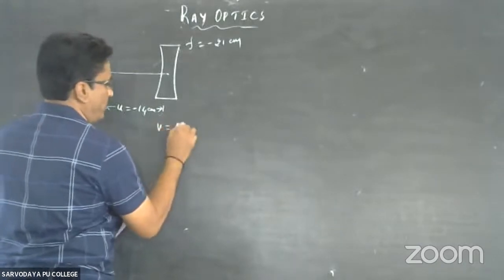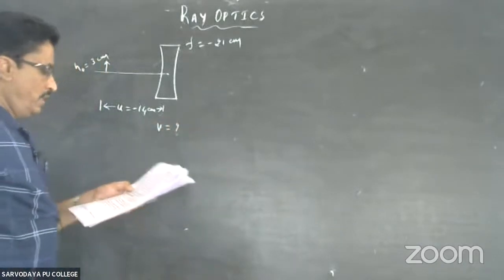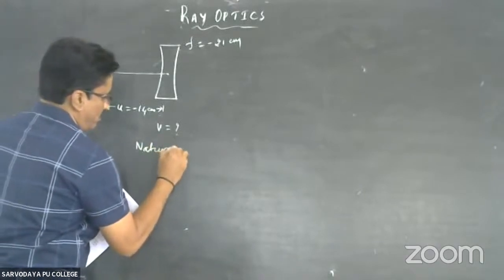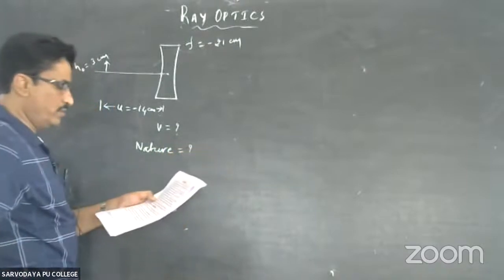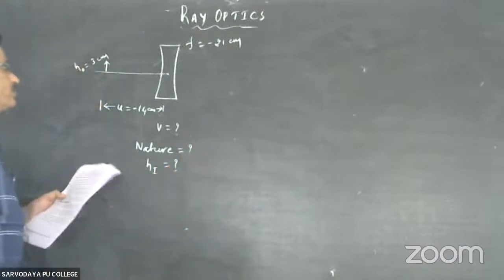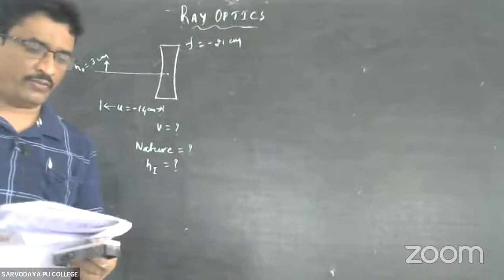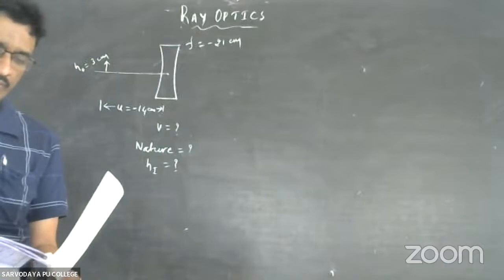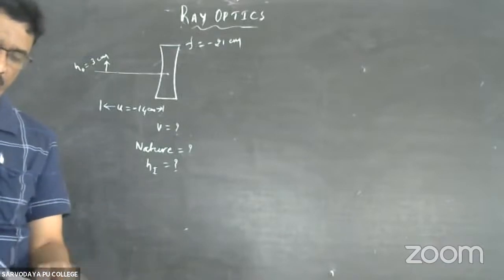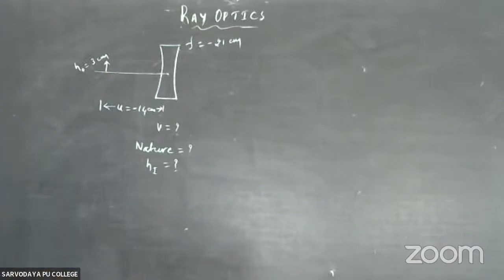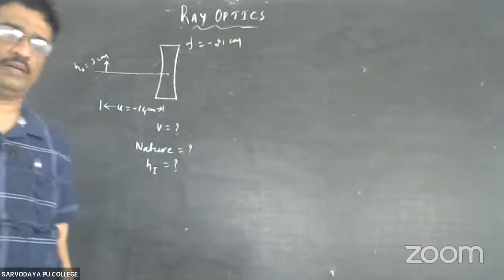We have been asked to find out the position of the image, the nature of the image, and also the size of the image. Object height has been given, but we have to find out image height also. This is the problem that we have to work. Now, again, it is a problem based on the lens formula.